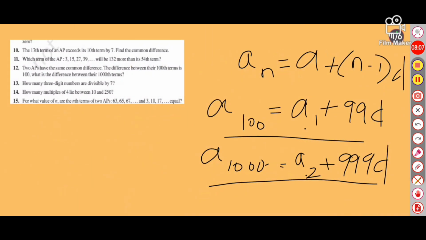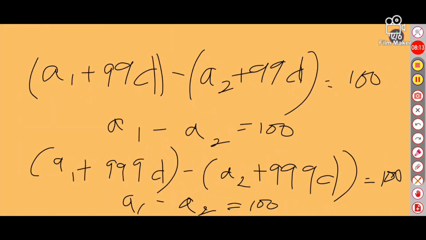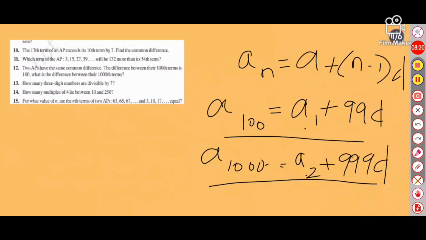So they are asking what is the difference between the 1000th terms. The difference between the 100th terms is 100, and the difference between the 1000th terms is also 100. We get the same thing, right? So the conclusion of the 12th question is that the difference between the 1000th terms is 100. Okay, we will see the next, 13th question.